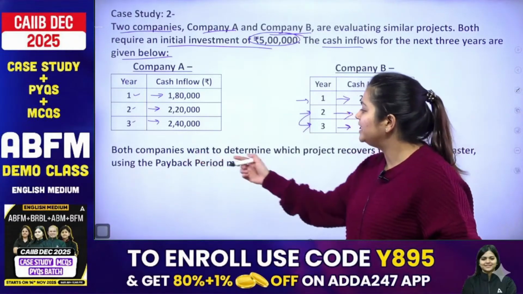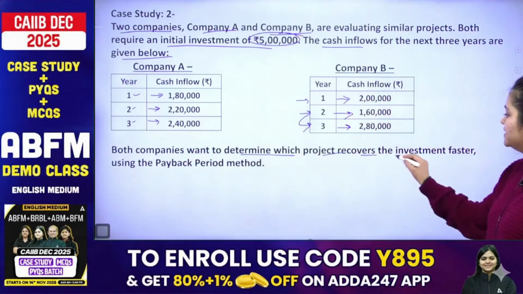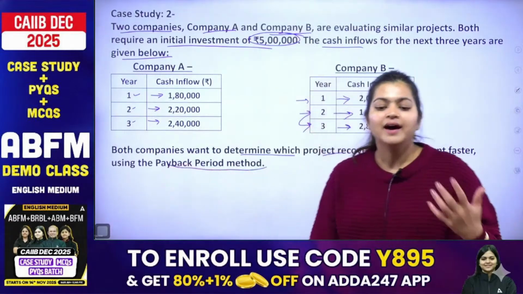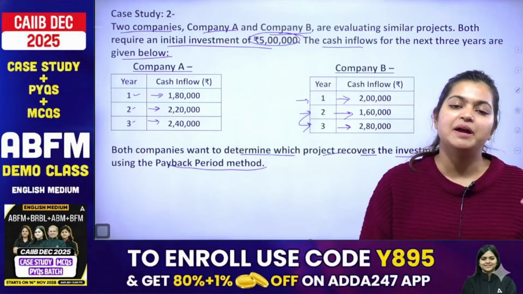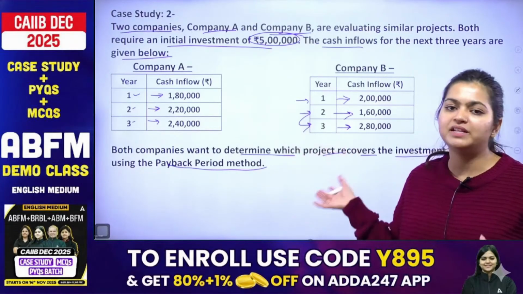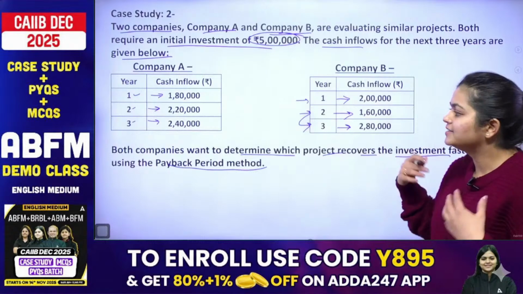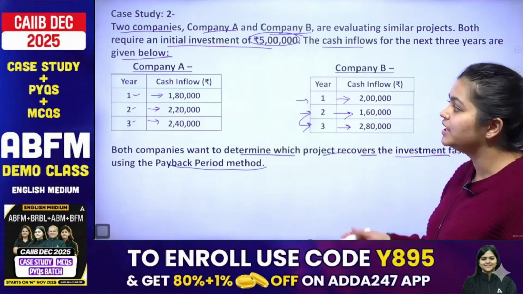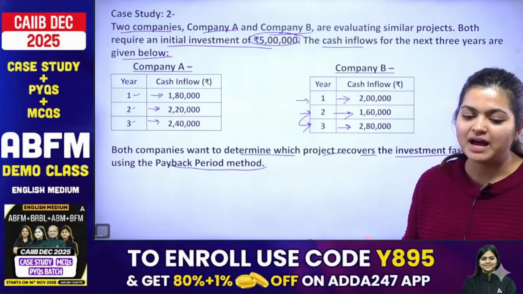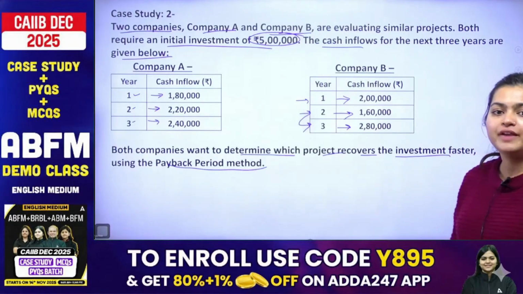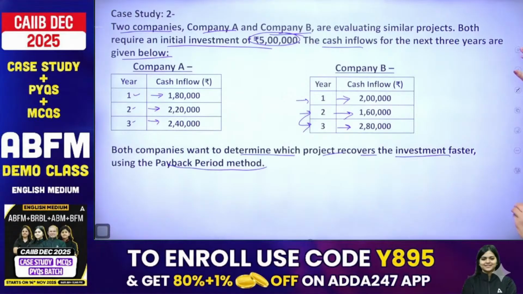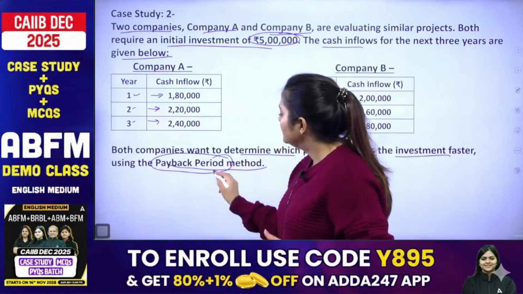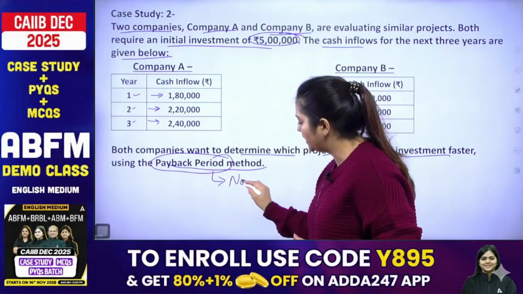Now, both companies want to determine which project recovers the investment faster using the payback period method. Okay. Ultimately, we are going to use the payback period method, and these companies are going to evaluate. And as an observer or as an analyst, we are going to understand which company will give the faster payback period. But we need to read your question also. But before that, let me tell you the meaning of the payback period method. This is your non-discounted method.